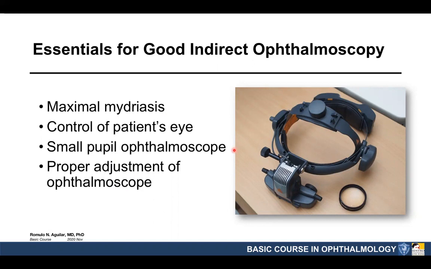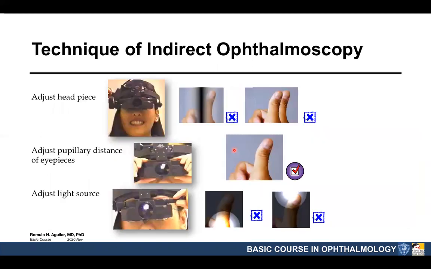And then you should properly adjust the ophthalmoscope before using. And how do you do this? So first you adjust your headpiece, and then you adjust the pupillary distance. There are adjustments underneath which would slide outwards or inwards. You try to focus on an object. Usually it's your thumb. If you see a black line in the middle, then your pupillary distance might be too far apart. If you're seeing double, then you might have pushed the mirrors too much inwards. So you should see a single image like this.